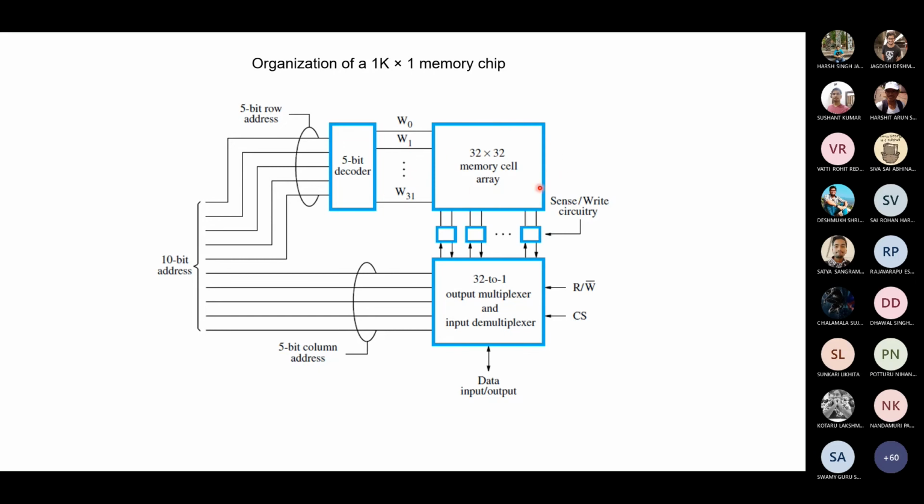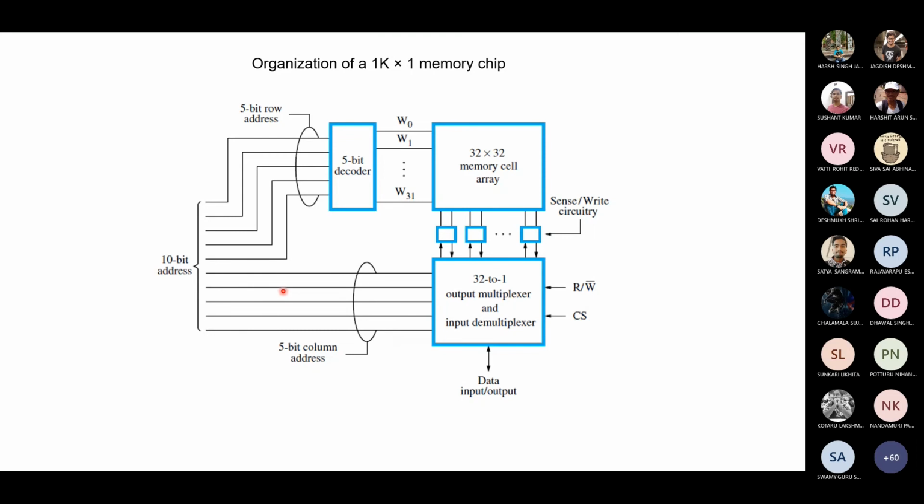And these 32 lines are given as the word lines to the 32 rows. There are 32 rows. So at a time you get 32 values depending on the read or write operation. If it is a reading operation, all the 32 bits you get here. And the next remaining 5 bits are used as a column decoder.